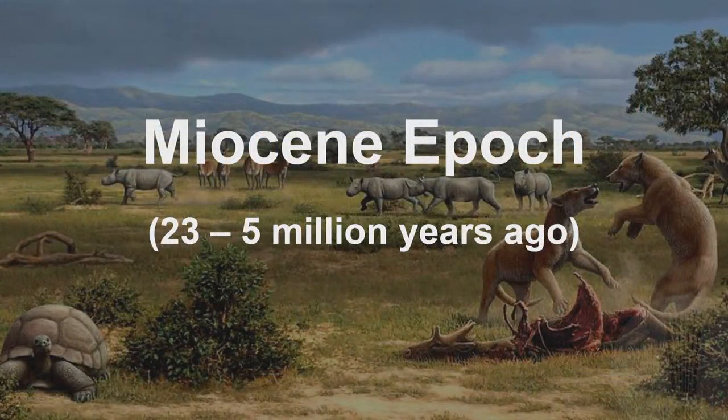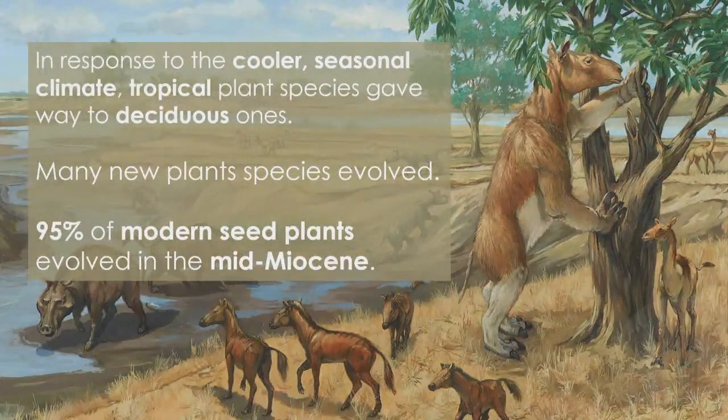So the Miocene, a little interesting scene there in the background going on. Mammals are all over. So in response to those cooler seasonal climates, tropical plant species gave way to deciduous plant species. These deciduous are those plants that lose their leaves during the cool winter months. Many new plant species evolved, and 95% of our modern seed plants evolved during the mid-Miocene.